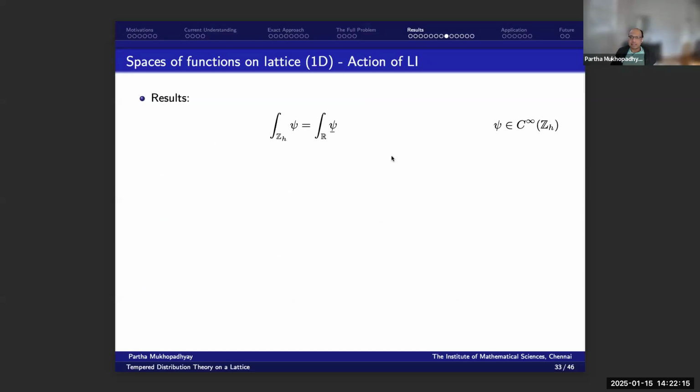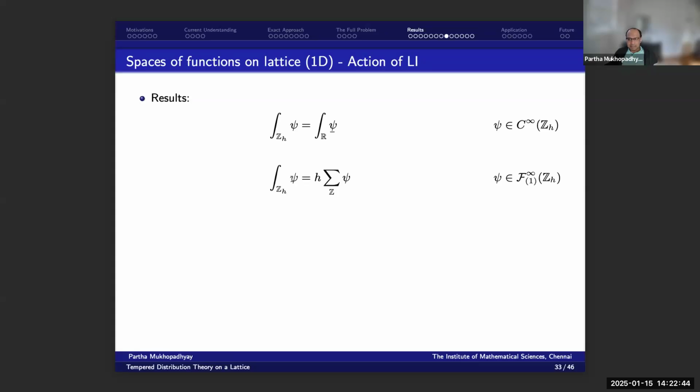Let me show you certain results. One result is that the lattice integral of the full C infinity lattice configuration is the same as the continuum integral of the corresponding unique continuation, psi lower bar. If you take psi to be a fundamental field, this C infinity has all the higher degree fields as well, but one of the subsets is that fundamental field.